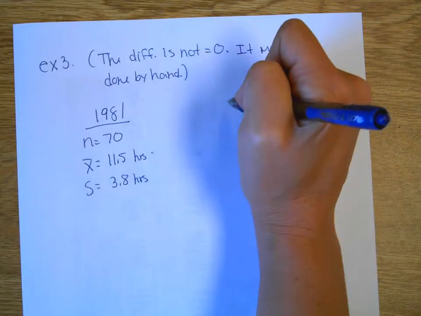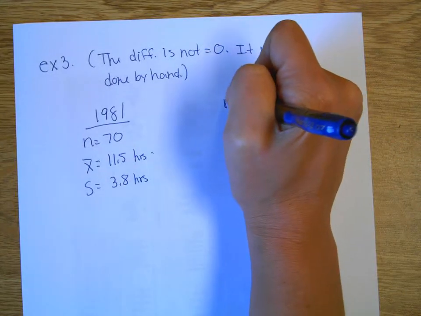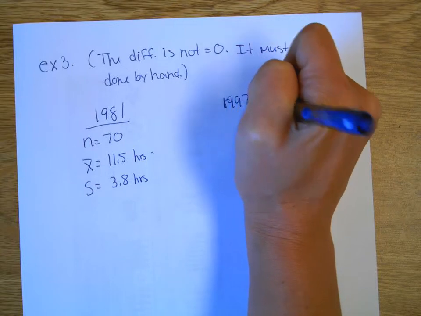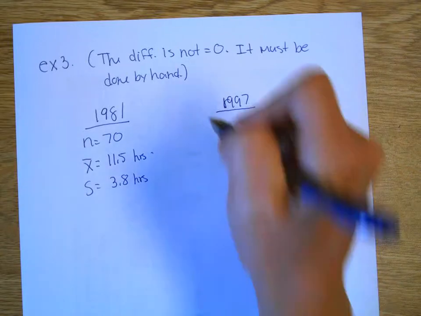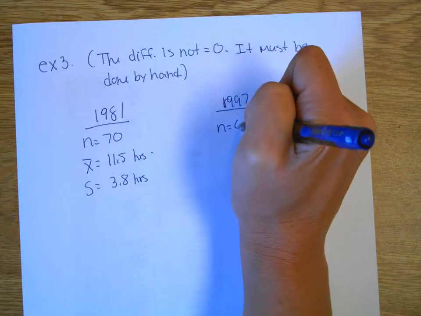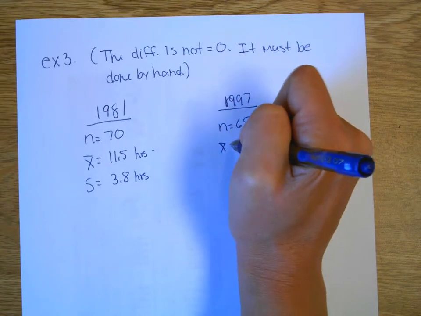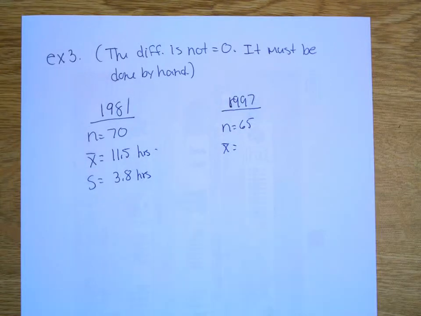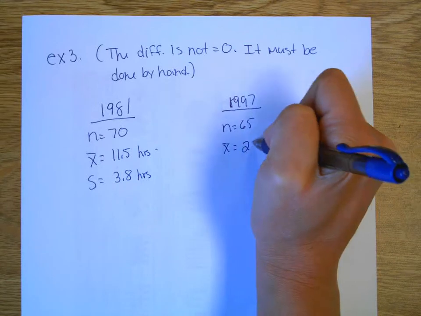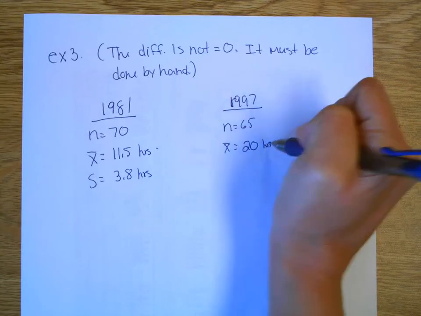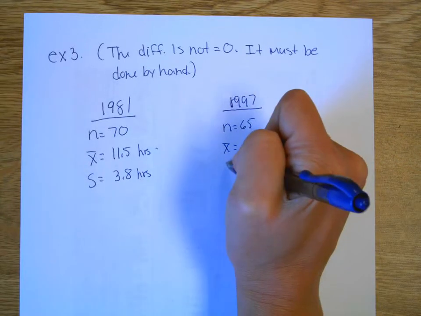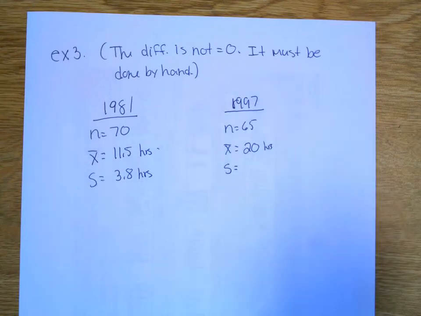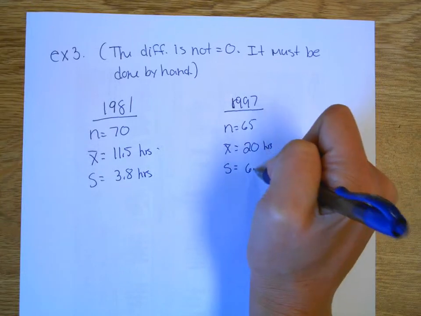A recent study, back in 1997, so I might as well stick it in there. Let's see, 65 children. The average time spent in daycare jumped to 20 hours per week. Standard deviation, 6.7 hours.